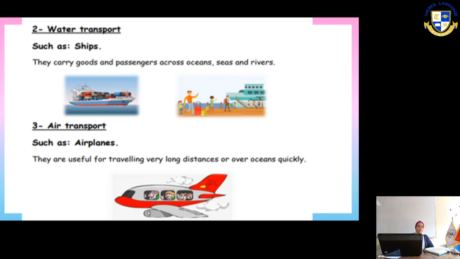Also, there is water transport. We use the water in transporting things, such as ships. We have different types of water. We have the River Nile, or the sea or the oceans. So we carry goods and passengers across oceans and the seas and the rivers, okay? And also the capacity of the ship differs according to the goods that we transport. If it is small, it is small. Big, it is big, okay?